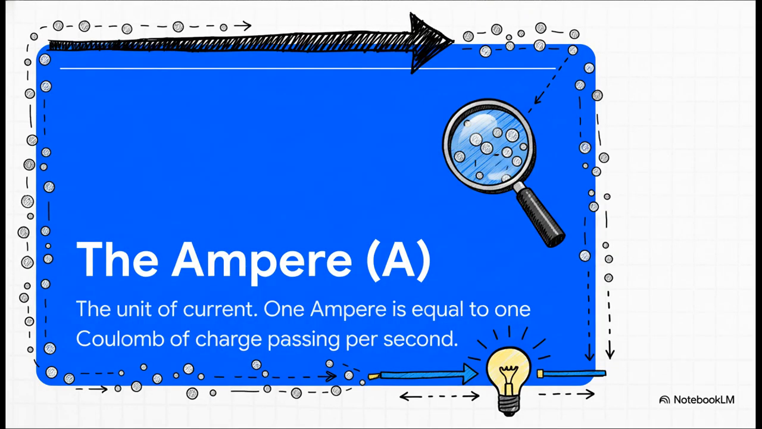And the unit we use for this, you've probably heard of it. It's the ampere, or amp for short. So when you see a charger that's rated for, say, 1 amp, it literally means that 1 coulomb of charge, which is a mind-bogglingly huge number of electrons, is flowing through it every single second.